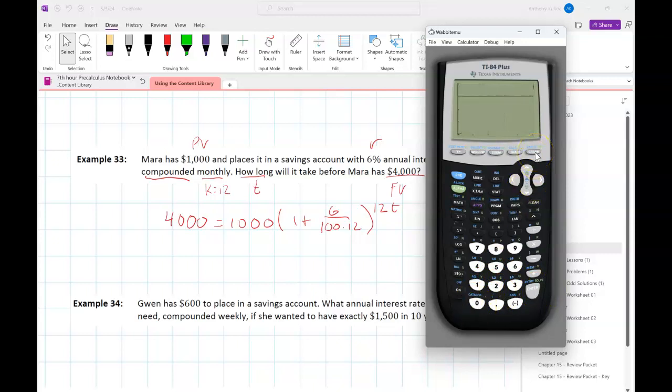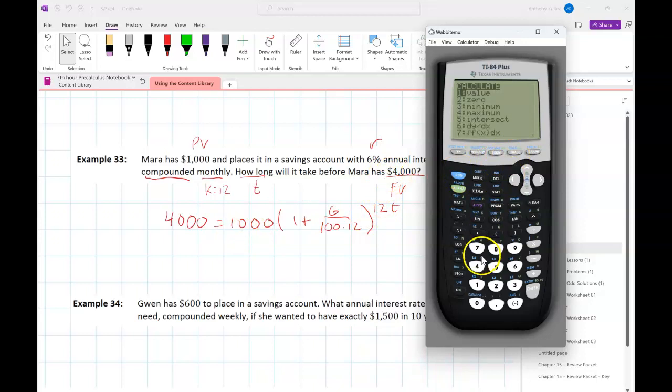So there's my 4,000 line. Here's my curve. I don't think we would have got it in 10 years, right? 10, 20, 30, 40. Oh, so this would have been 10 here. We wouldn't have gotten it, right? I looked at that and it's 4 times. It takes a long time to quadruple your money.